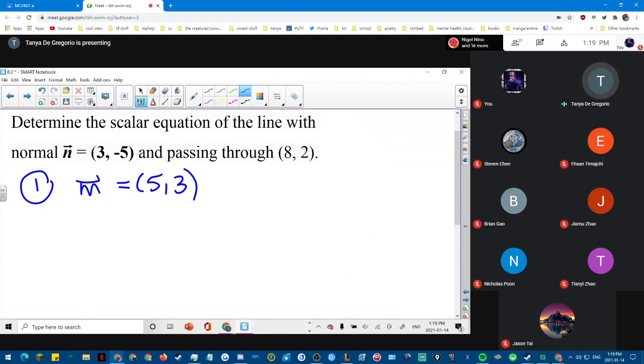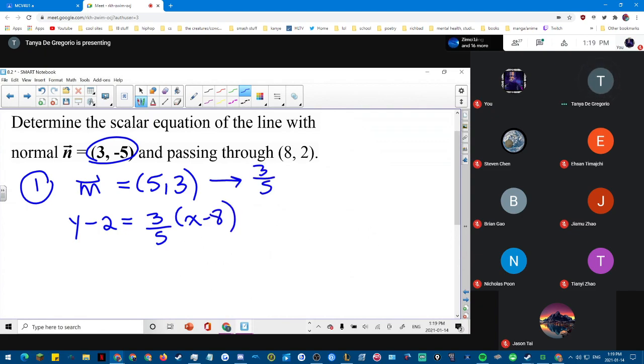So we're looking for the equation of the line that is perpendicular to this. Right? This is just my slope. And from here, I can get it into standard form.